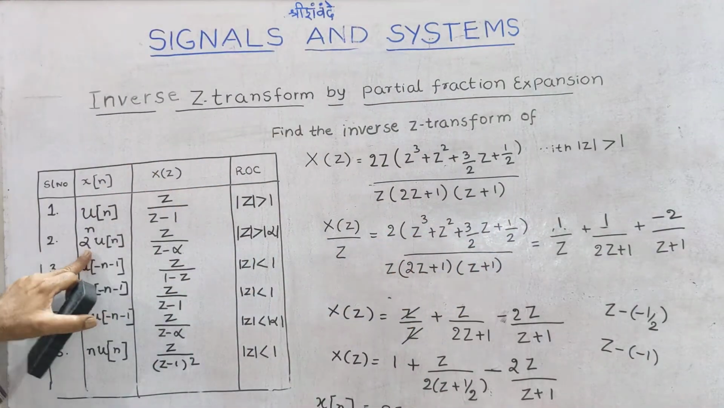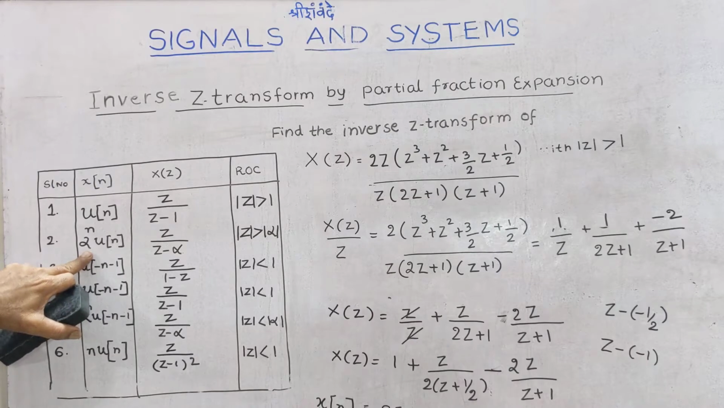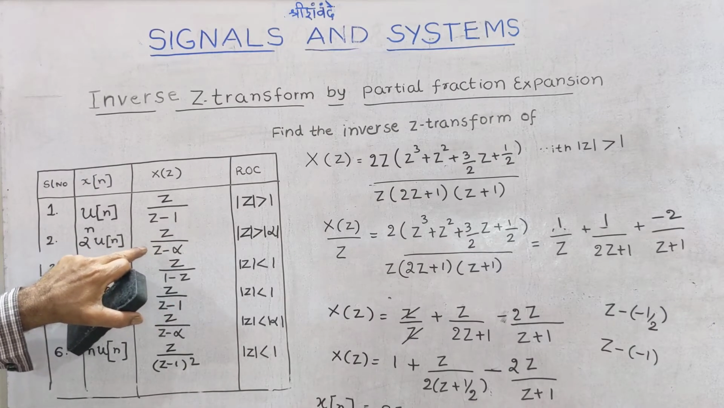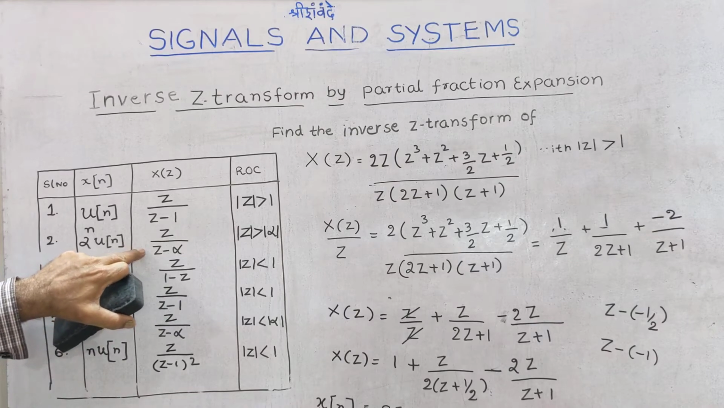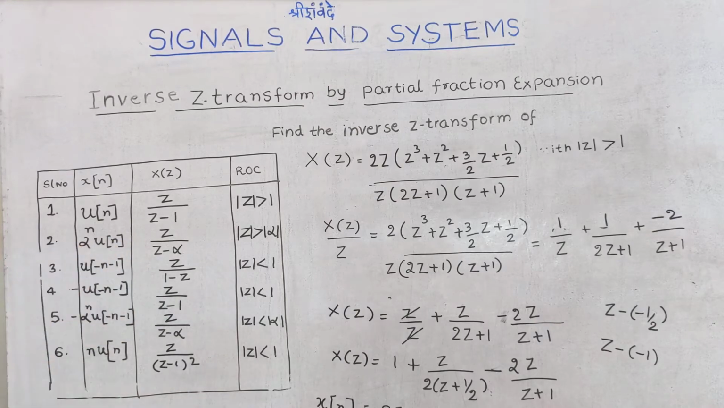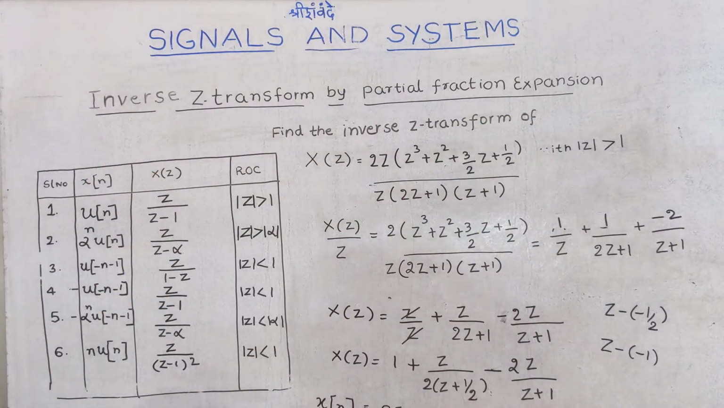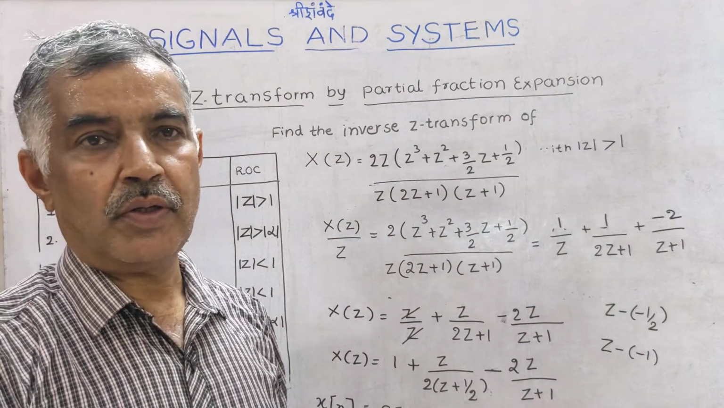minus z over z minus alpha, so alpha to the power of n. So this is the inverse z transform. This is how you have to work it out.